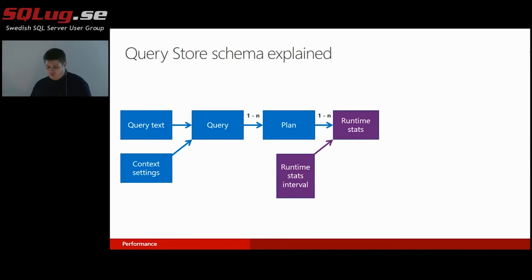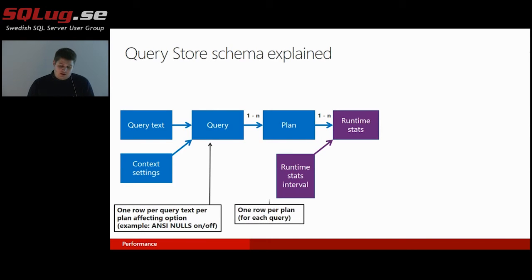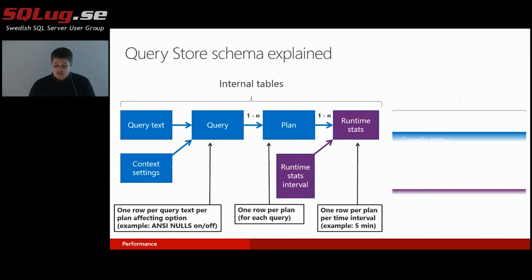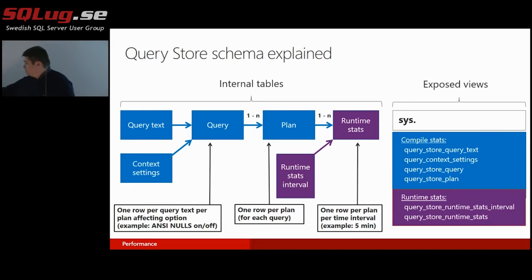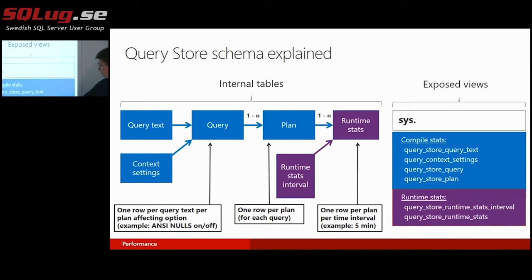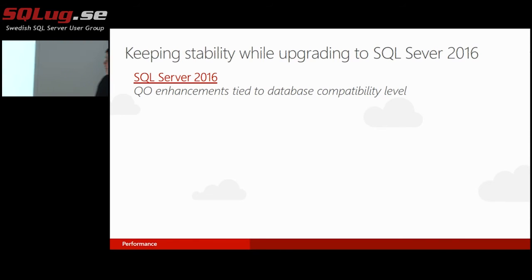Those things are of course configurable. Okay, I already explained that. Okay, internal tables, and we have views. As I explained, query store is the functionality: query text is the first block, then settings, context settings, then a query, which is here, and a plan, and runtime stats. You will see it in the demos in a moment.